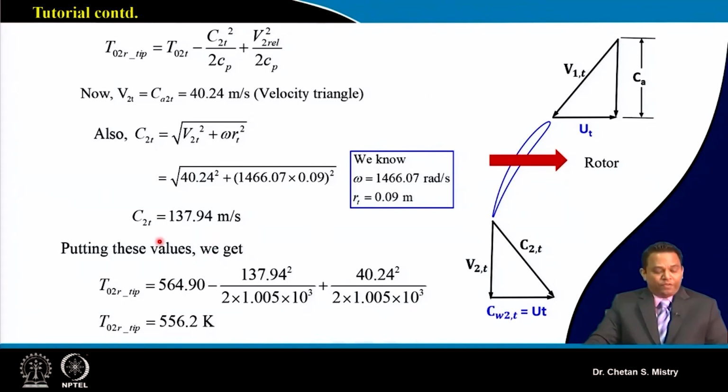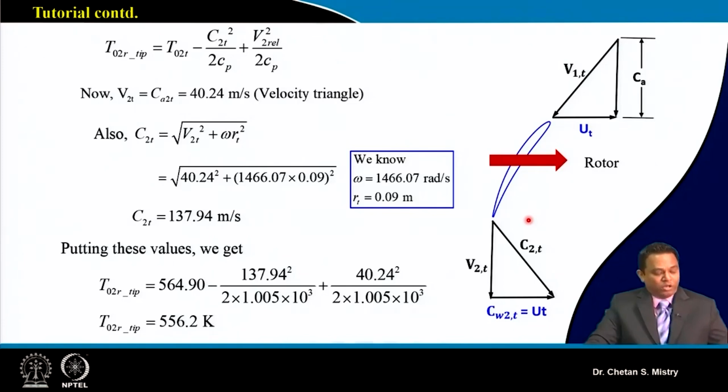Okay. Now if we put these numbers in, that gives me my total relative temperature at the tip as 556.2 Kelvin. So be careful at what location, which parameter you are calculating. Make a habit to write down at tip region what numbers you are putting, at hub what numbers you are putting. Otherwise it will get hodgepodge and maybe it will be difficult to understand. Make a habit of making these velocity triangles so that it will make life easy.